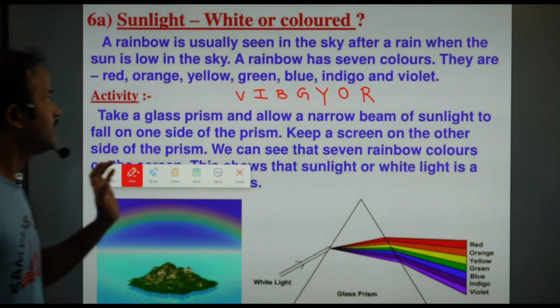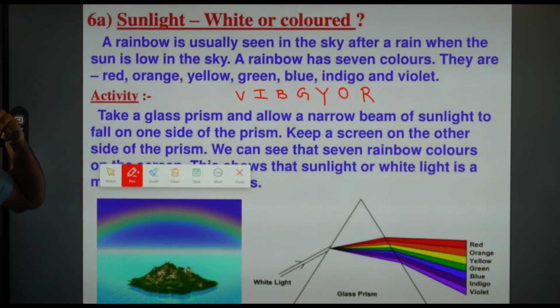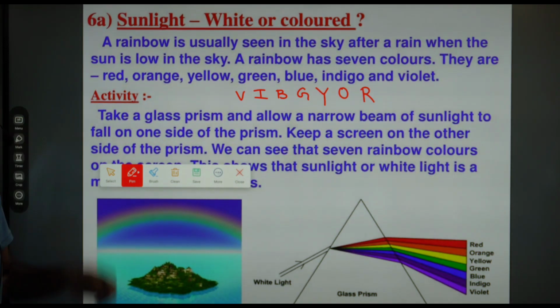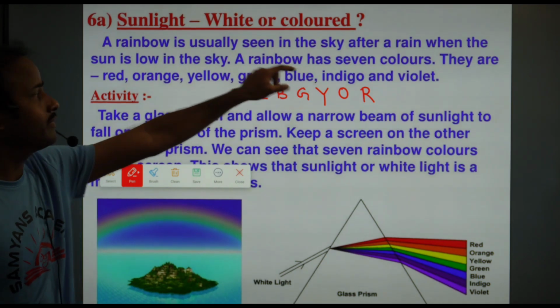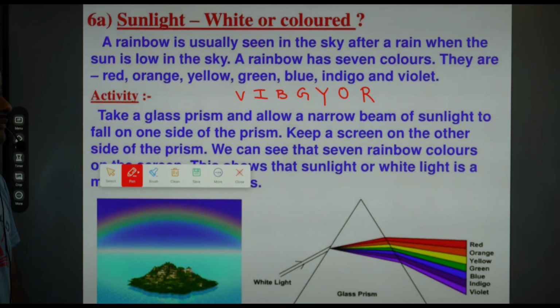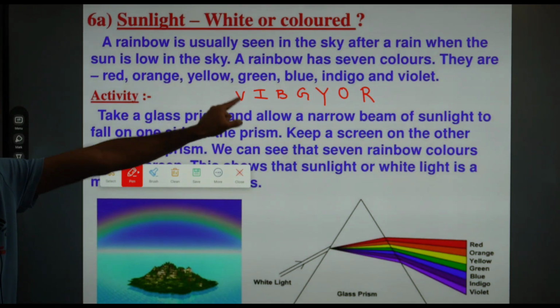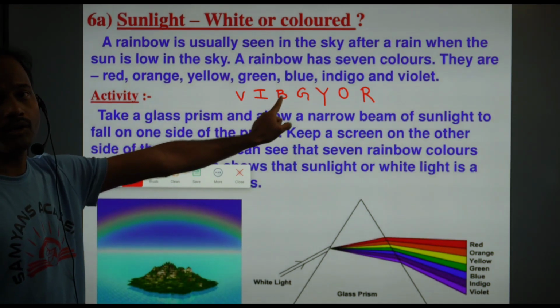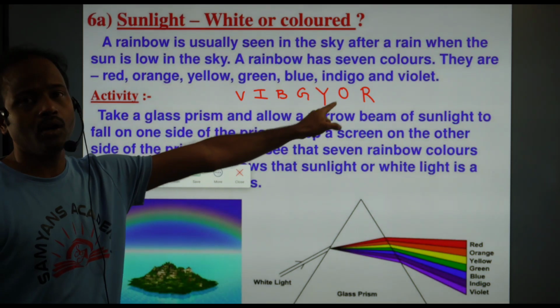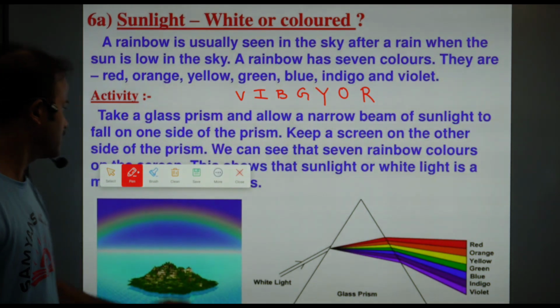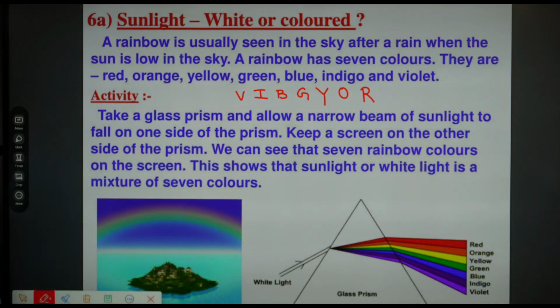Okay. When can we see this rainbow? A rainbow is usually seen in the sky after a rain when the sun is low in the sky. Okay, a rainbow has how many colors? 7 colors. What are those? Violet, indigo, blue, green, yellow, orange, red. 7 colors, like this, right?